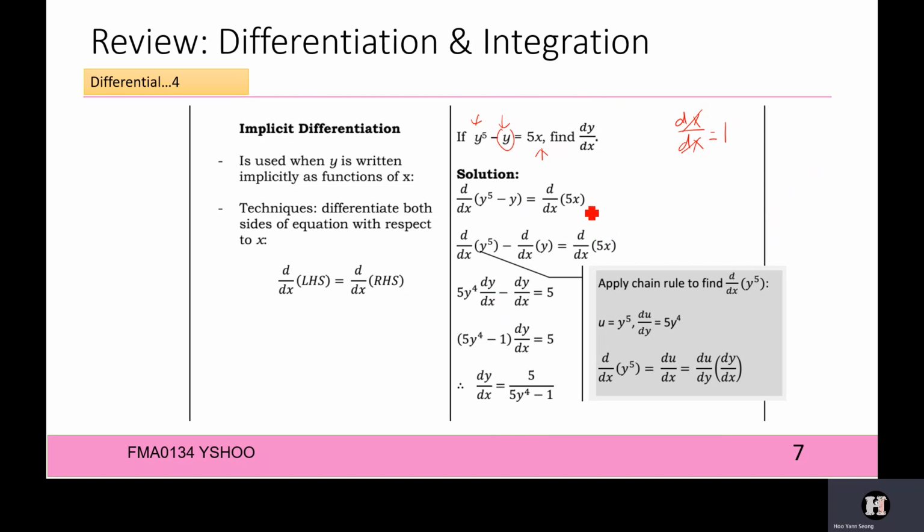That's why when we differentiate 5x with respect to x, the 5 we can put in front, and dx over dx is 1, so that's why you have a 5. Because the question is asking for dy/dx, you need to shift the terms down here, so dy/dx equals 5 over 5y to the power 4 minus 1. So this one is implicit differentiation.